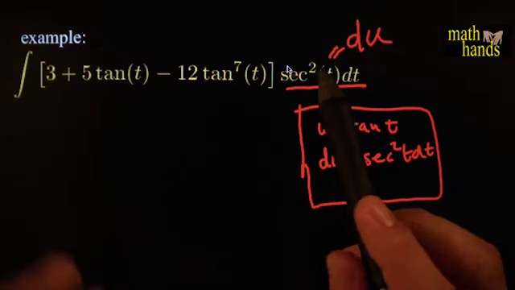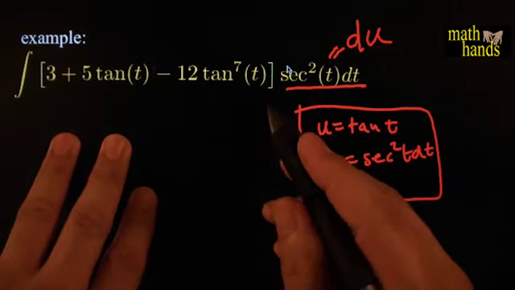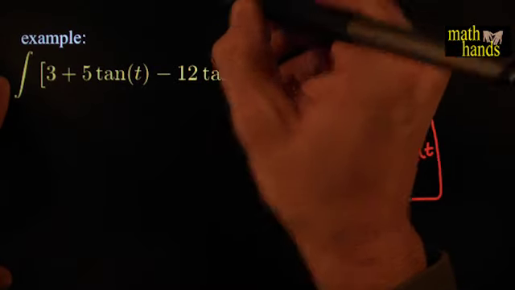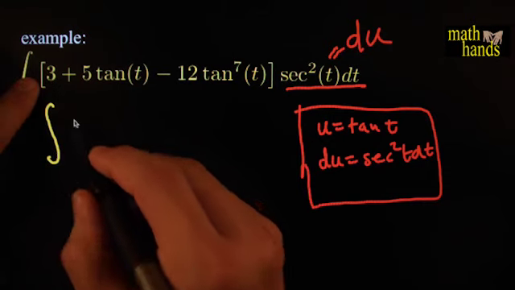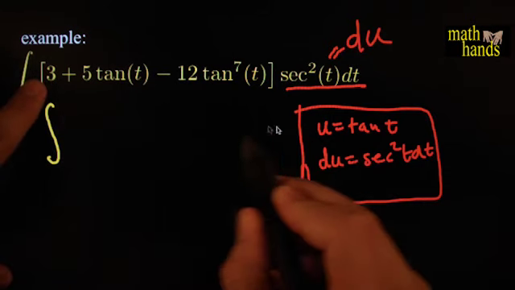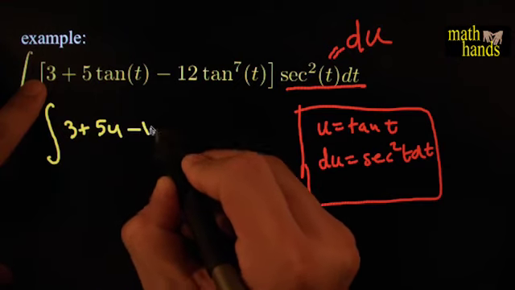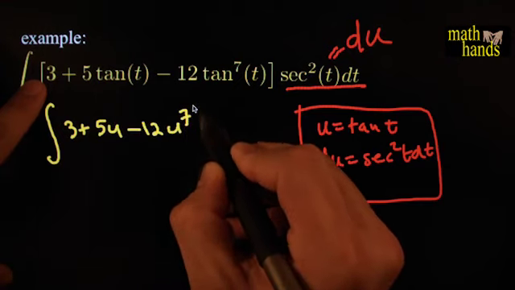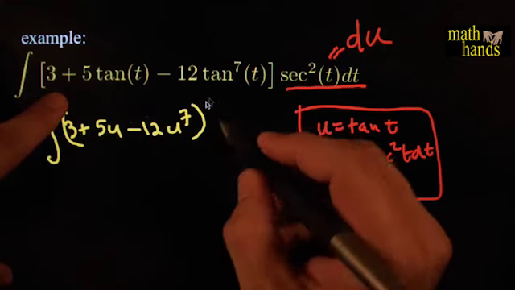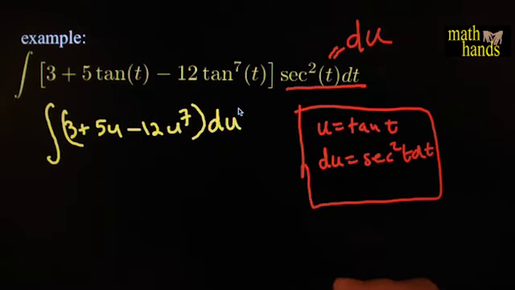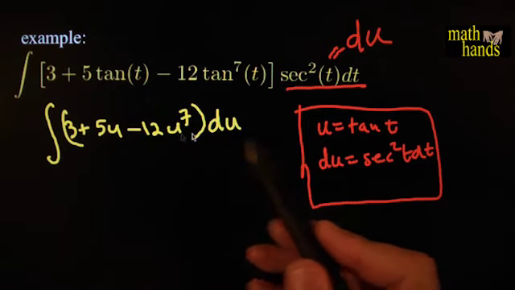See the concept? Alright, if you don't see it, you've got to practice a lot, or maybe rewatch this video many times and practice a lot. See, this is going to work out nicely. I'm going to have 3 plus 5u minus 12u to the 7th. See that? Nothing but u's and constants, and outside, nothing but du. That's beautiful. Such a scary looking problem, but there's nothing to it.